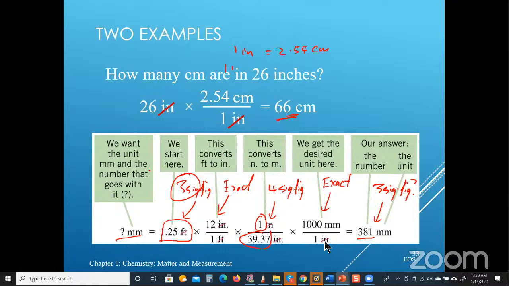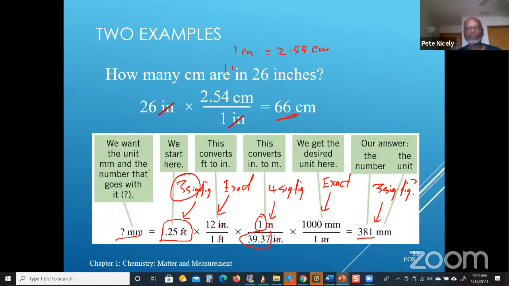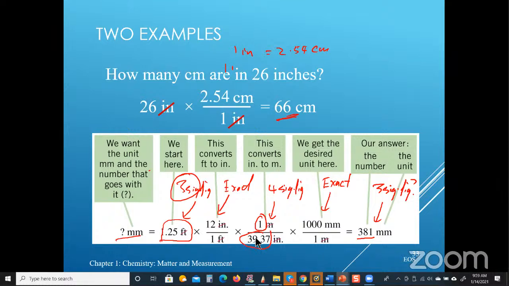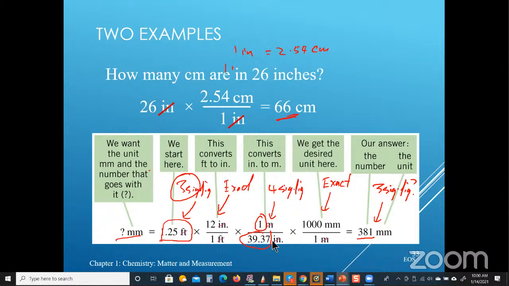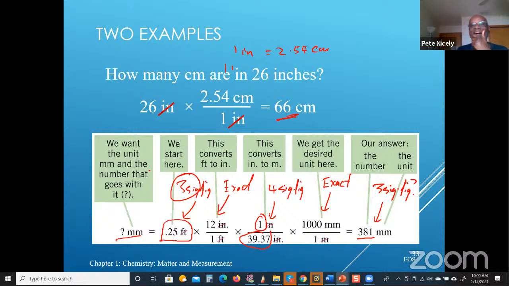Yes, sir. So you would do 1.25 times 12, then 12 times 39.37. No, 12 divided by 39.37 because 39.37 is the denominator here. So, okay, after you do the first one, then you divide by 39.37, right? And then you're going to multiply again. By 1,000, exactly. Okay. All right. Okay, any other questions, folks? Any other questions?